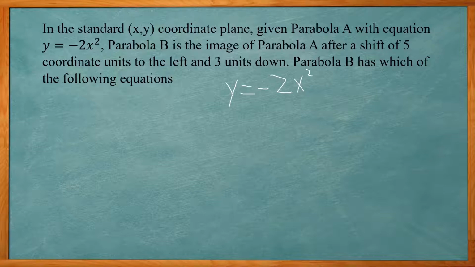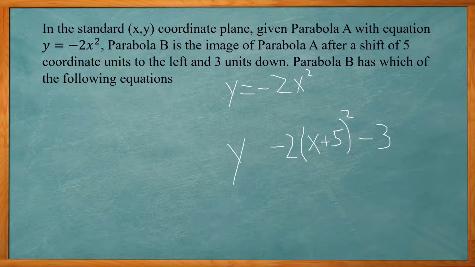If we want to shift it to the left by 5, I need to change the x. And when you say to the left, we need to add. So we're going to add 5. Alright, so that's our shift to the left. And if we want to shift it down by 3 units, we need to subtract. So we're going to subtract 3. So our new function for parabola B is going to be negative 2, the quantity x plus 5 squared minus 3.